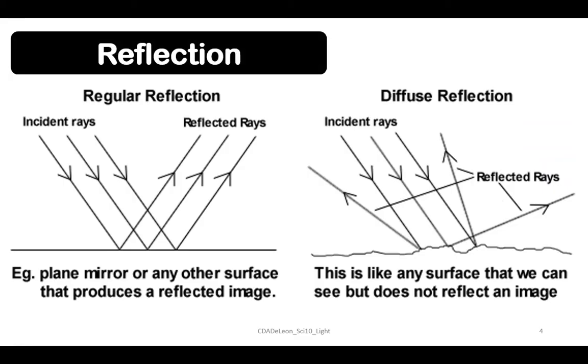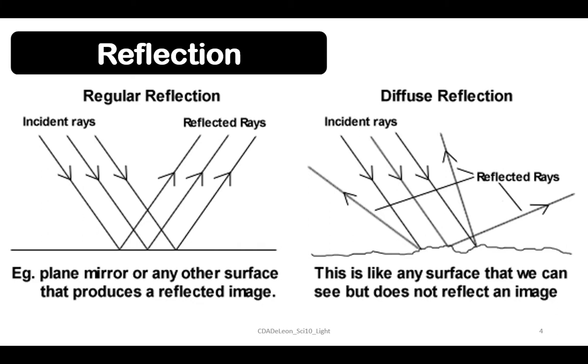So we have two types of reflection. First is specular reflection. When we say specular reflection or regular reflection, it is defined as light reflected from a smooth surface like our mirror at a definite angle.